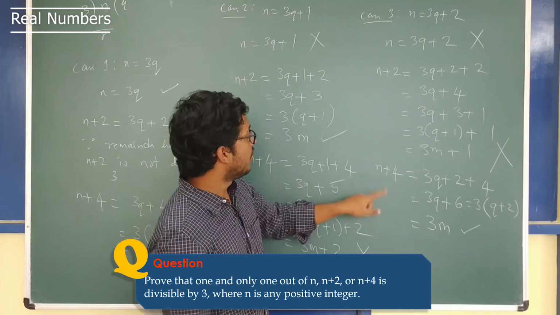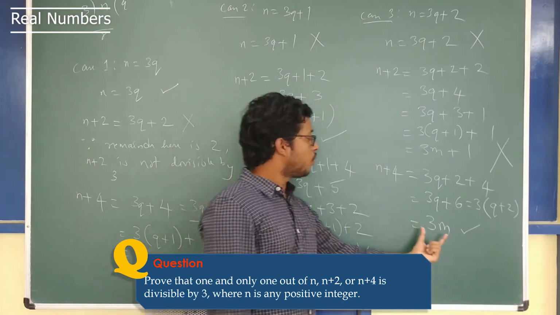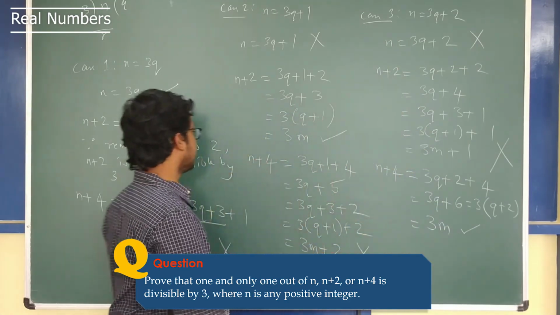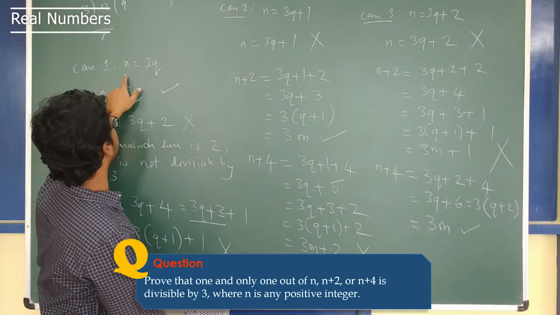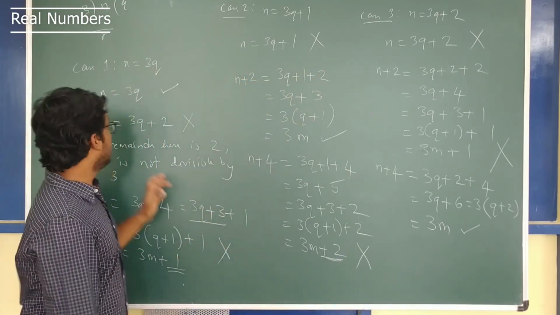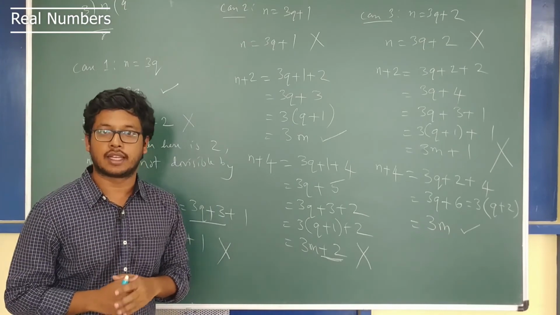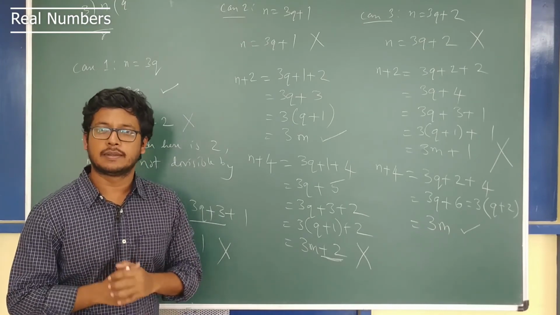So what did we prove? Among all these 3, only one of them is divisible by 3 and the other two are not. In all the cases, it is true. Does not matter which positive integer you take, only one of them, n, n plus 2 or n plus 4, will be divisible by 3. I hope this problem is clear.